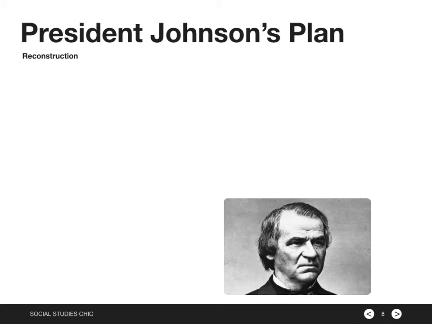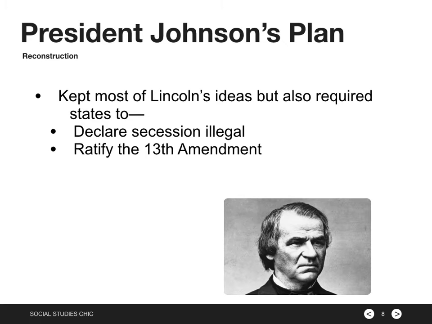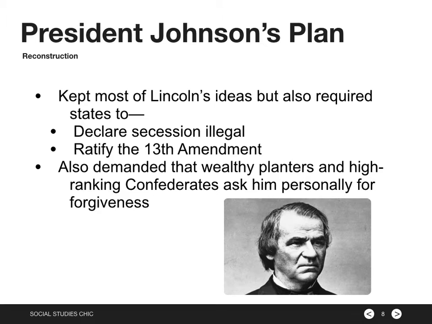President Johnson's plan. He wanted to keep most of Lincoln's ideas, but he also required states to declare secession illegal, ratify the 13th Amendment. He also demanded that wealthy planters and high-ranking Confederates ask him again personally for forgiveness or ask him for a presidential pardon. The picture below is a picture of Andrew Johnson.